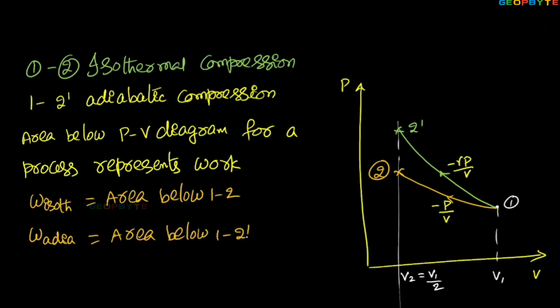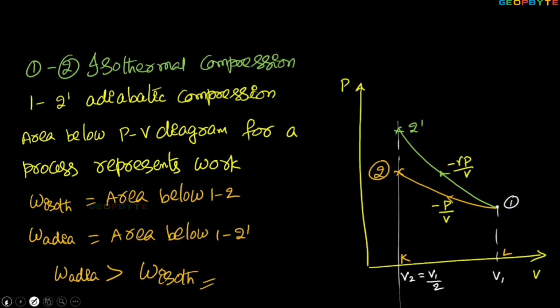Area below 1 to 2 dash is more than area below 1 to 2. That means area 1 2 dash K L 1 is the adiabatic work, whereas area 1 2 K L 1 is the isothermal work. So from this I can say that work required for adiabatic compression is more compared to work required for isothermal compression. That is the answer.